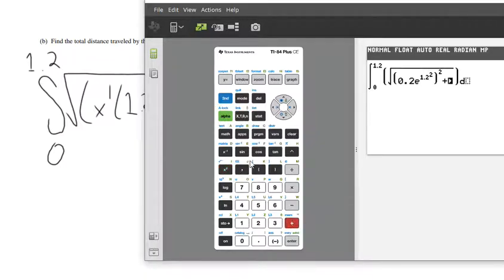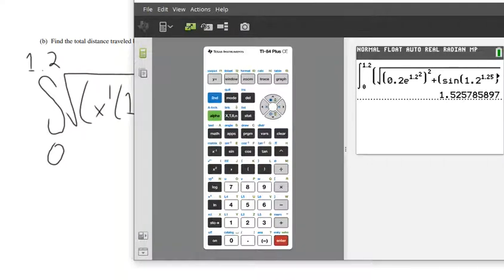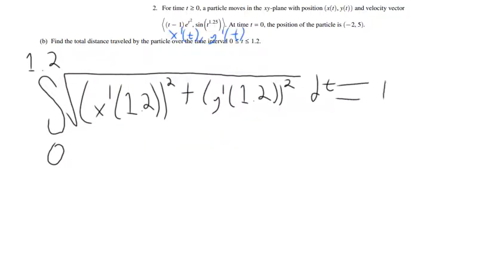Then plus, this was my x prime of t squared, now I have to do y prime of t squared, so that's just going to be the sine of 1.2 to the 1.25, close that, square that, and this was going to be dt, and we get our value right here. So we'll say that this equals 1.526. And now let's move on to part C.